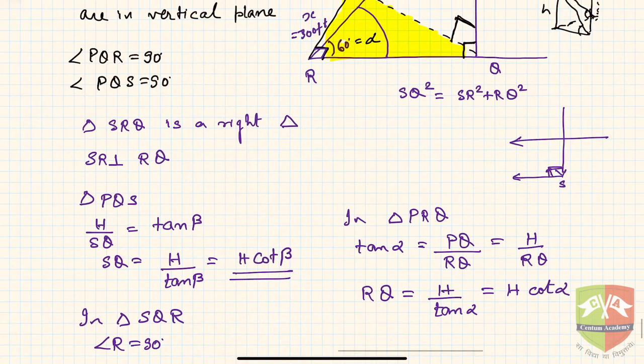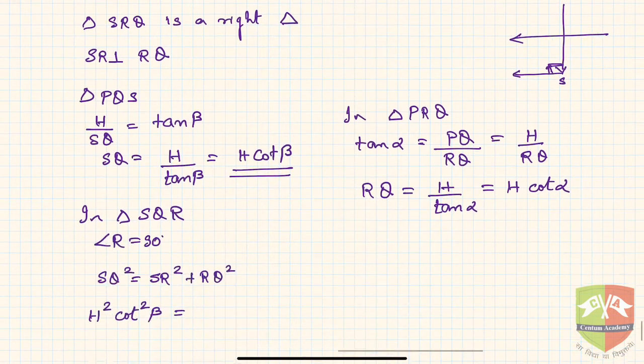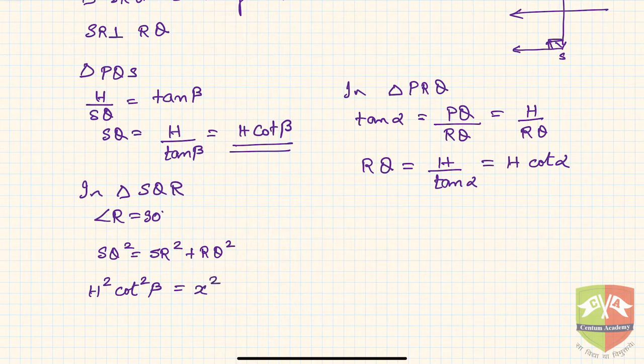SR, if you see in the figure, is X. So I can write X square plus RQ square. What is RQ? If you see, RQ is H cot alpha. So H cot alpha. Okay. So hence, sorry, this is a square term, right? So hence, what do you do?